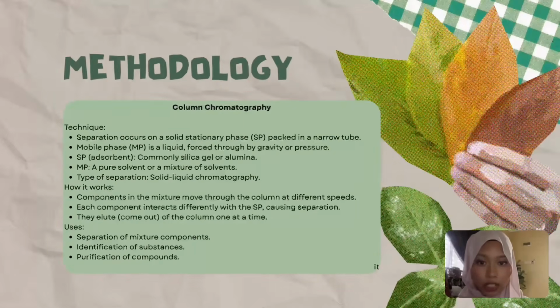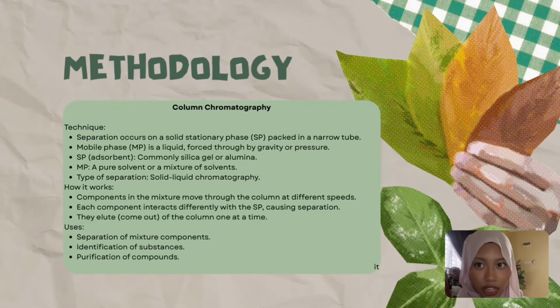Next, let's talk about the column chromatography. It's a technique where separation occurs on a solid material called the stationary phase, or SP, which is packed inside a columnar tube. A liquid called the mobile phase, or MP, is then passed through the column either by gravity or pressure. The stationary phase is usually made of silica gel or alumina, while the mobile phase is either a pure solvent or a mix of solvents. This setup is a type of solid-liquid chromatography.